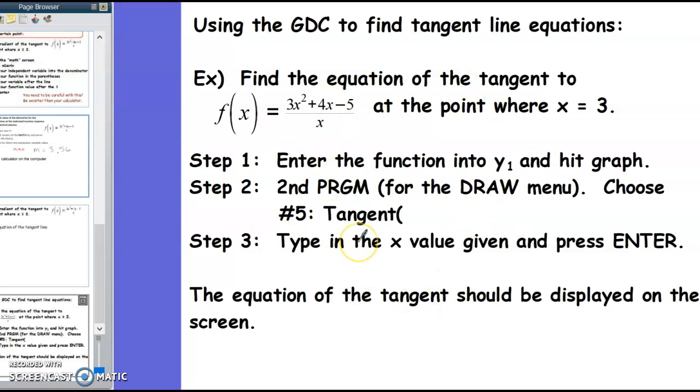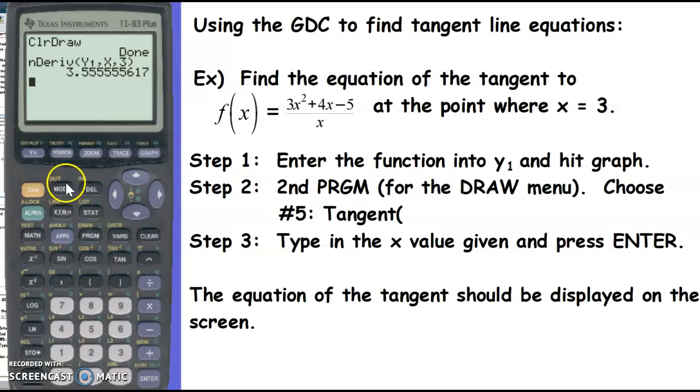Okay, so what if I want to do that on my calculator? I have the instructions written out here so you can follow them. Copy them down in your notebook. In fact, pause the video right here and copy those down in your notebook and then start the video over again.